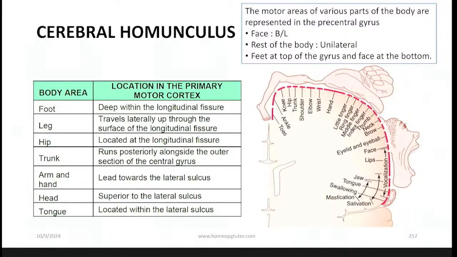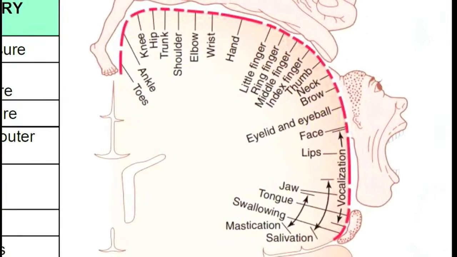Every part of the brain is assigned a job of a particular part of the body. The foot is found deep within the longitudinal fissure. Talking about the leg, you can see this particular image, it travels laterally up through the surface of the longitudinal fissure. Then we have the hip, which is located at the longitudinal fissure. Then we have the trunk, that is posteriorly alongside the outer section of the central gyrus.